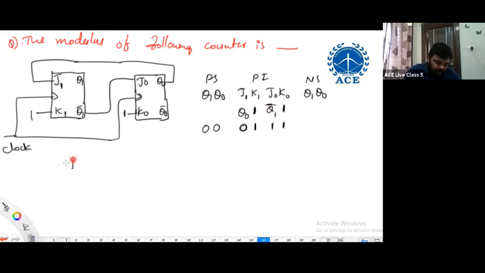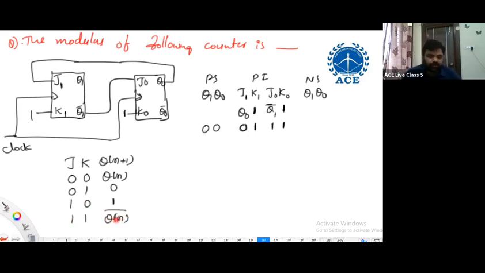What is the characteristic of a JK flip-flop? For JK equal to 00, it is Q of n. For 01, it is 0. For 10, it is 1. For 11, it is Q of n bar.